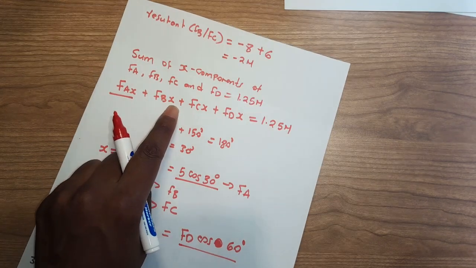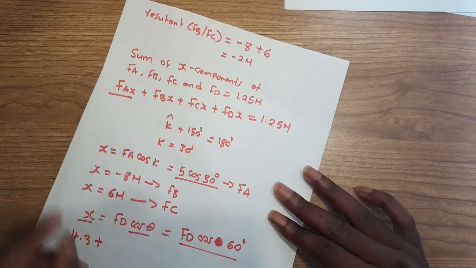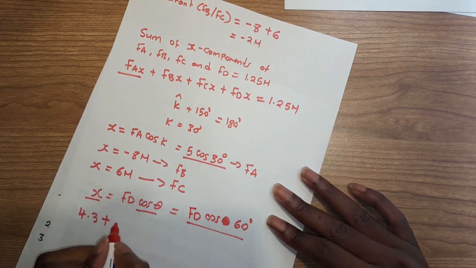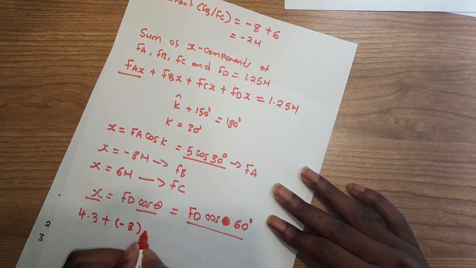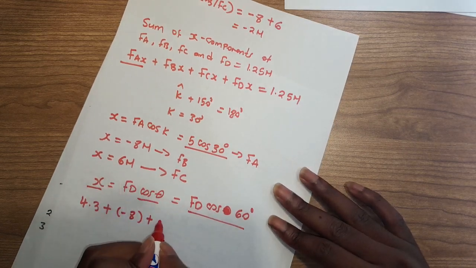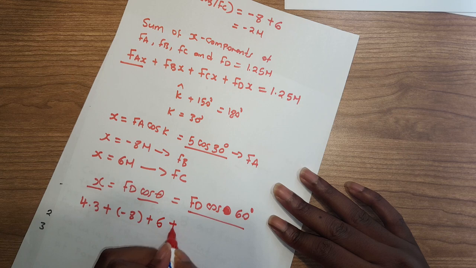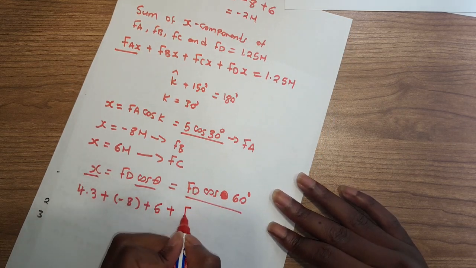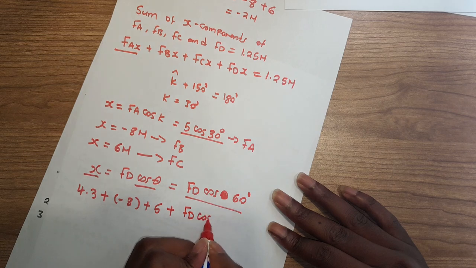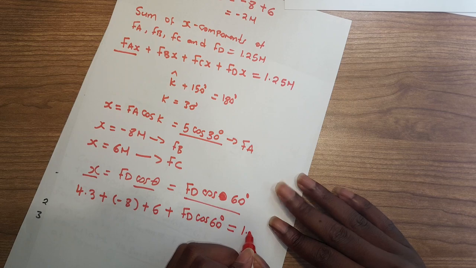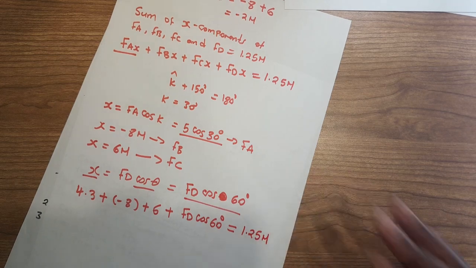What is the x component of FB? Here's FB. The x component of FB is minus 8, plus. What is the x component of FC? It is going to be positive 6, plus. What is the x component of FD? This is the one that I found to be FD cos of 60 degrees. And we have been told this just equals 1.25 newtons.